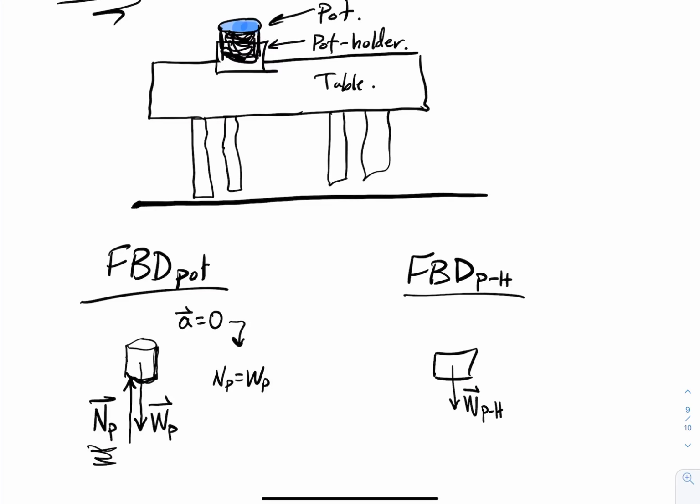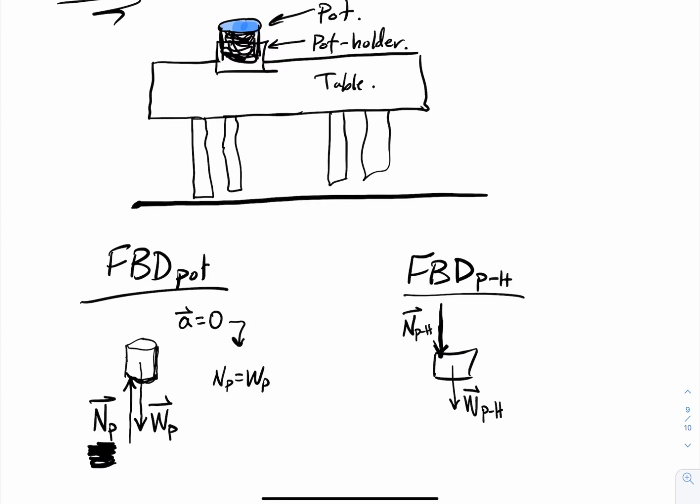The point is, if there's a normal force on the pot, then the pot will exert a normal force on the potholder, and I'm going to show that with the same length arrow. This is a normal force on the potholder. A lot of people might have just labeled that as the weight of the potholder, but it's really a normal force because it's this bottom surface of the pot interacting with the top surface of the potholder.